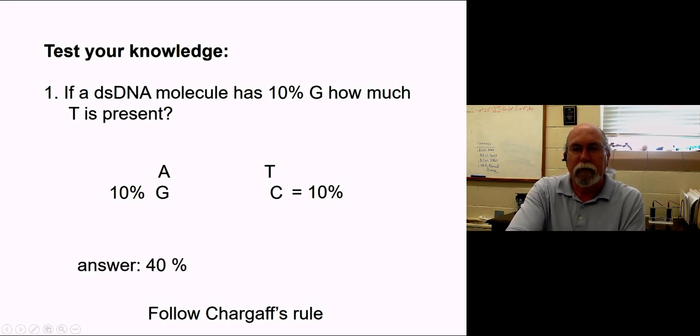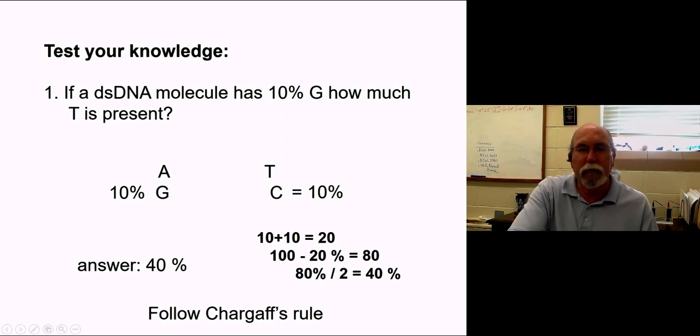And then we can say, okay, the answer is 40%. Why? Because if these two add up to 20%, then there must be 80% left. That 80% has to be divided between A and T. And so the answer must be, in fact, that we have this 40%, right? So how much T is present is 40% of it. Okay? You do the same thing.